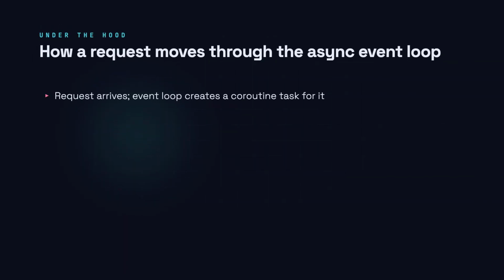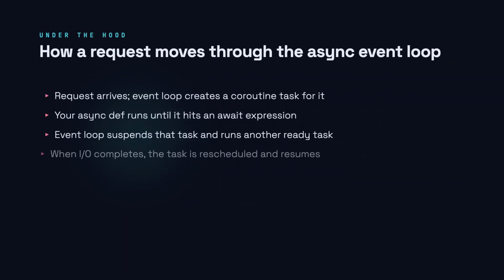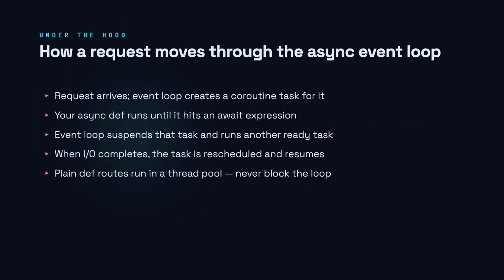When a request comes in, the event loop wraps your async def handler into a task and starts running it. The moment your code hits an await, say, awaiting a database query, the loop suspends that task and picks up another one that is already ready to continue. No thread switch, no OS scheduling overhead. Once the database responds, the original task is put back in the ready queue and resumes from exactly where it paused. The consequence is that one process can genuinely interleave hundreds of in-flight requests with very little overhead.